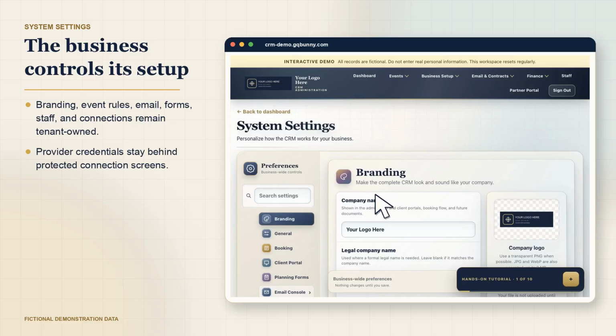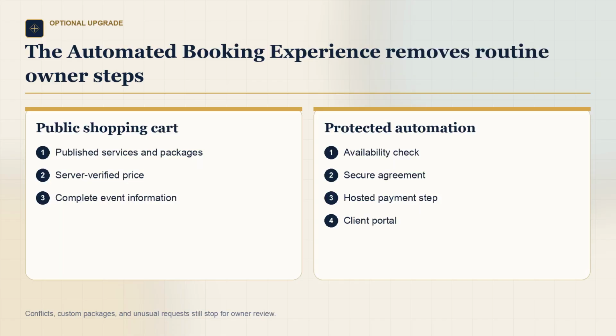System settings controls your business identity and the real behavior of your CRM. Your branding, event rules, forms, staff, email, online payments, and other connections remain yours. Provider credentials stay behind protected connection screens rather than appearing throughout your daily interface.